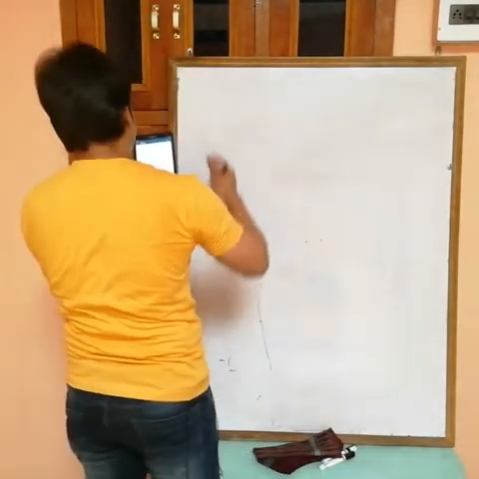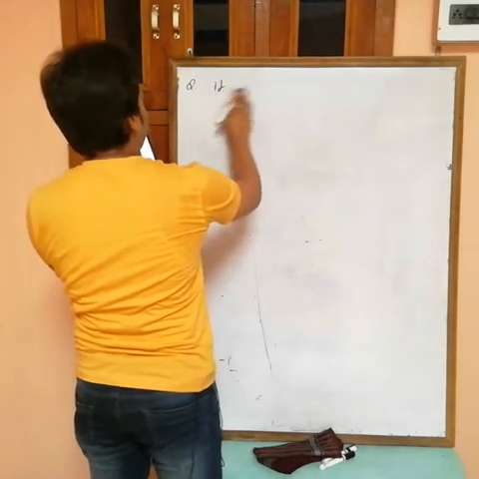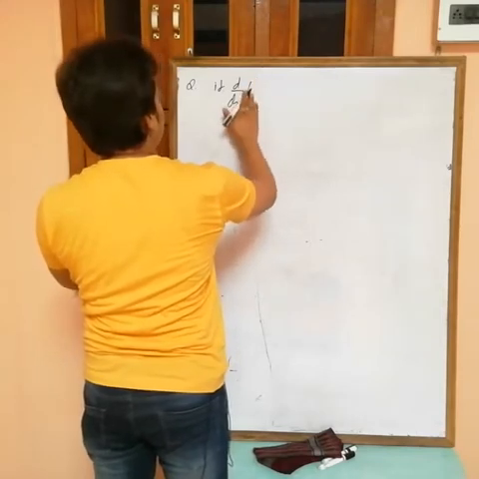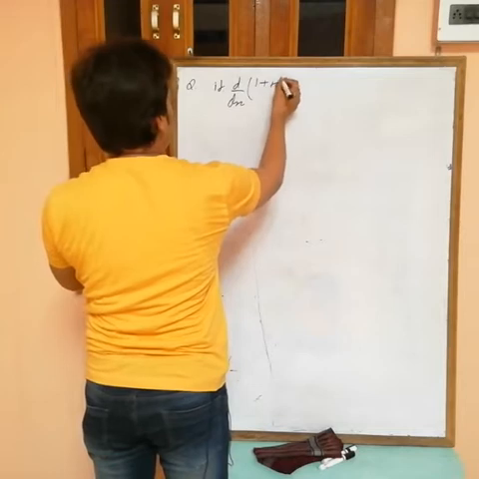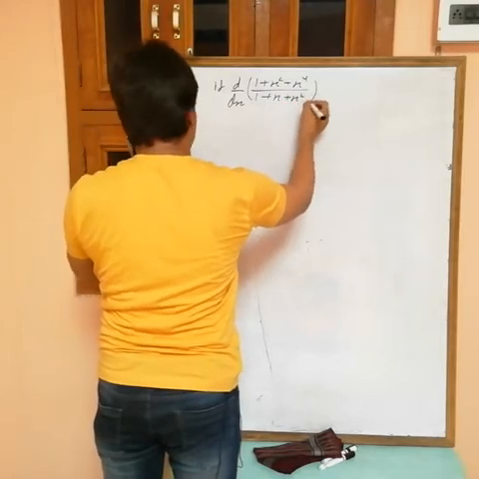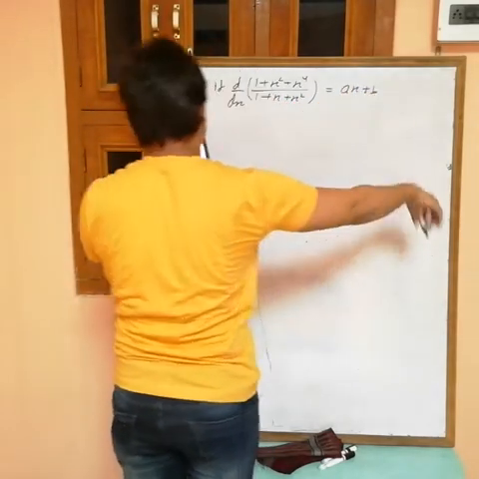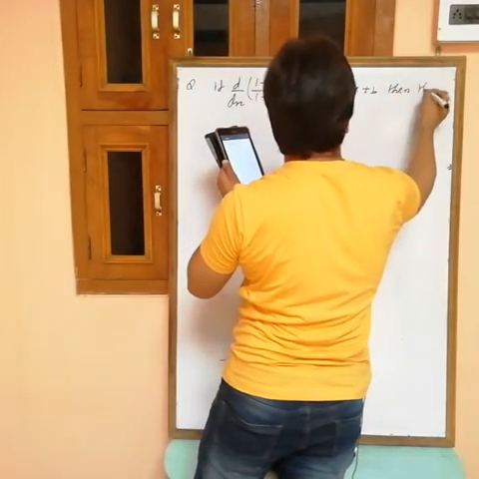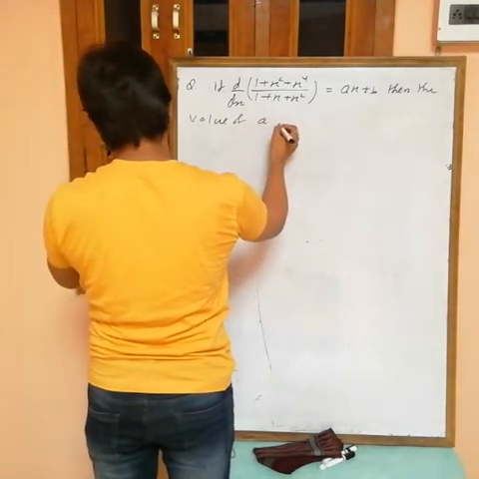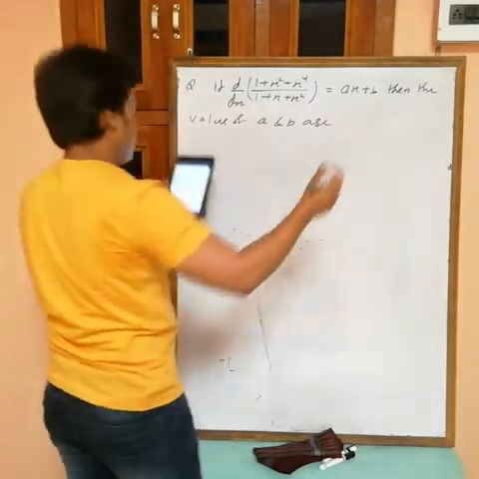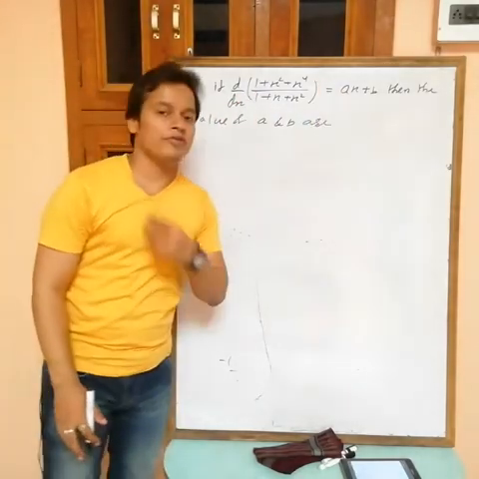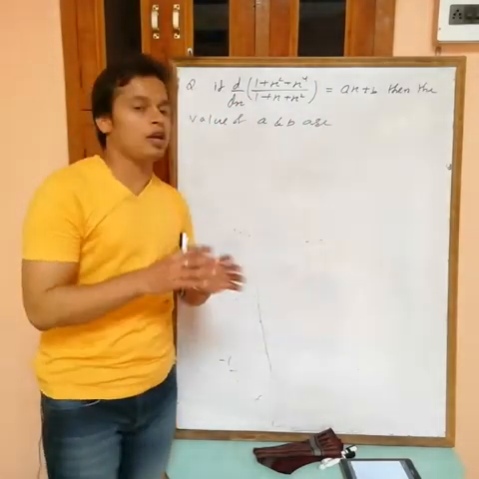Okay, now see next. If d by dx of (1 plus x square plus x power 4) by (1 plus x square) is equal to ax plus b, then the values of a and b are, okay, it is given that differentiation of this one with respect to x is equal to ax plus b, then find the values of a and b.